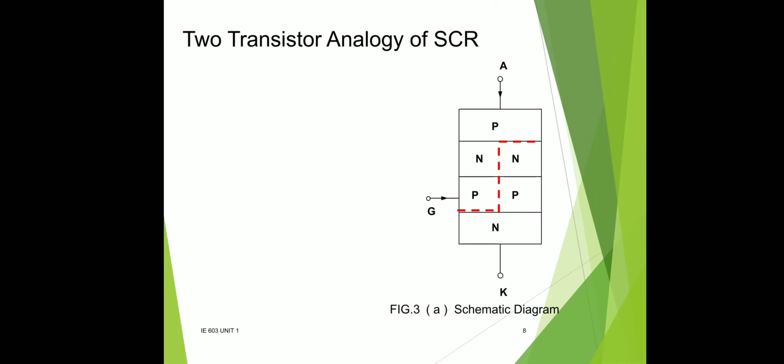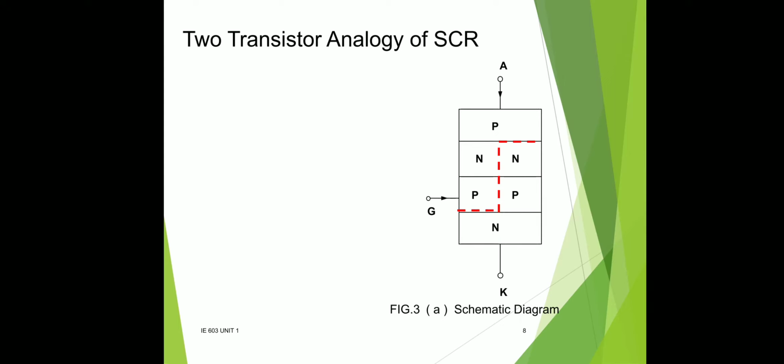Right. Now the two transistor analogy of SCR. That means SCR with 2 transistors. See here, what is an SCR? It has 3 terminals and 4 layers. What are those 4 layers? P, N, P, and N. 4 layers.